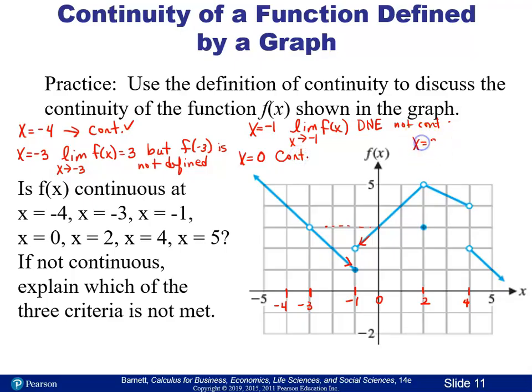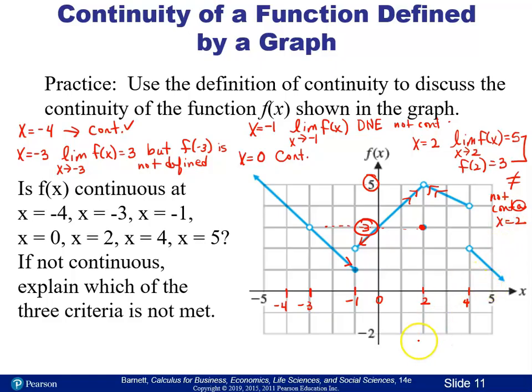At x equals 2, the limit as x goes to 2 is going to be equal to 5, but f of 2 is equal to 3, because f of 2 is down here. So the limit's up here at 5, but the point is down here at 3. Since these don't equal each other, then it's not continuous at 2.